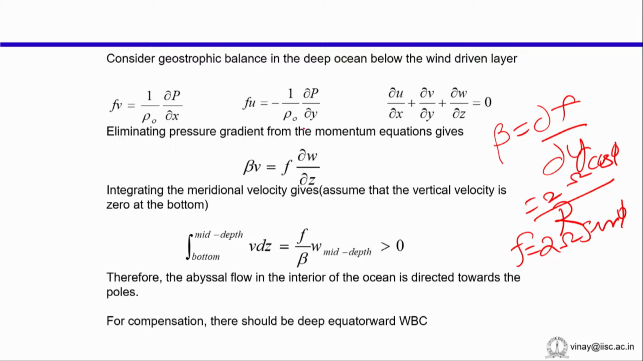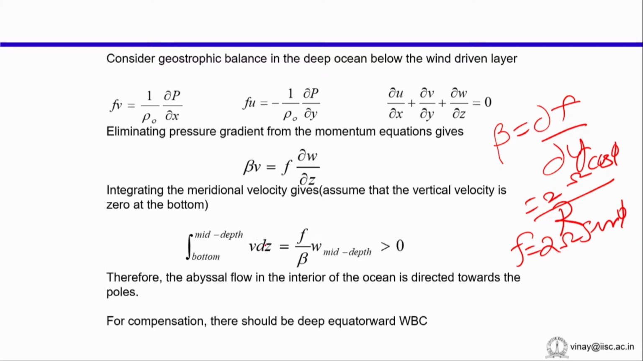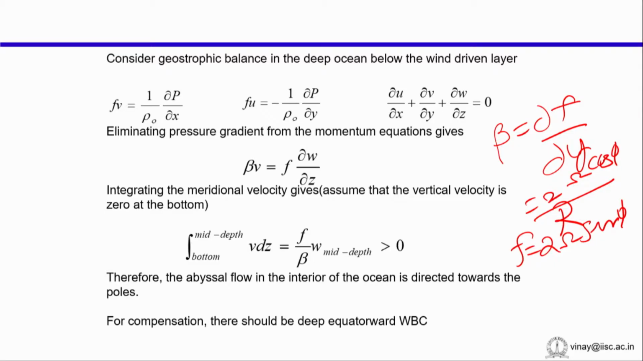Now, integrate this equation from the ocean floor to a mid depth. The mid depth is roughly where the upwelling happens to complete the thermohaline circulation. So that is the integral of v dz, from the bottom of the ocean to the mid depth level. Then assume that the vertical velocity is 0 at the bottom of the ocean, which means that the water cannot penetrate the ocean floor. If you apply that condition, then on the right hand side you get f by beta into w at mid depth, the vertical velocity at mid depth. And we know from what we have seen in the previous parts that the upwelling is upward, which means that f by beta w at mid depth should be greater than 0.